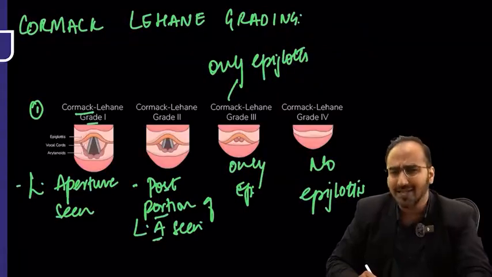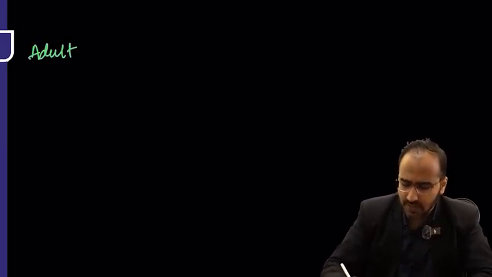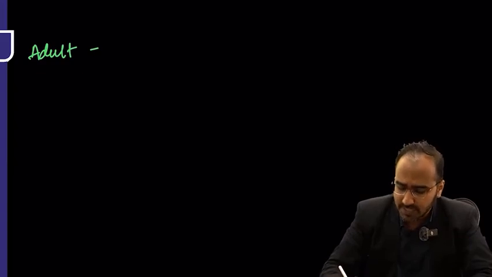Now, guys, in the adult patient, which is the narrowest part of the airway? In the adult patient, which is the narrowest part of the patient's airway?